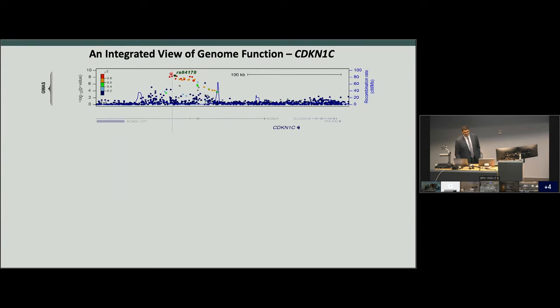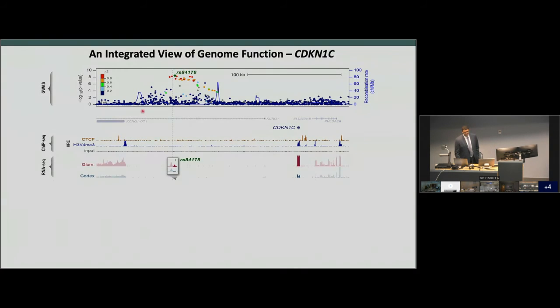So how is this variant actually affecting gene expression? That was the question, right? We can look and say, oh, look at that. This particular variant lies in an enhancer element that is more open in glomeruli versus cortical tubules. The only gene in the vicinity that is showing any change in expression is CDKN1C, or P57. So maybe this risk variant lying in that enhancer may be regulating P57. But how can we show that?